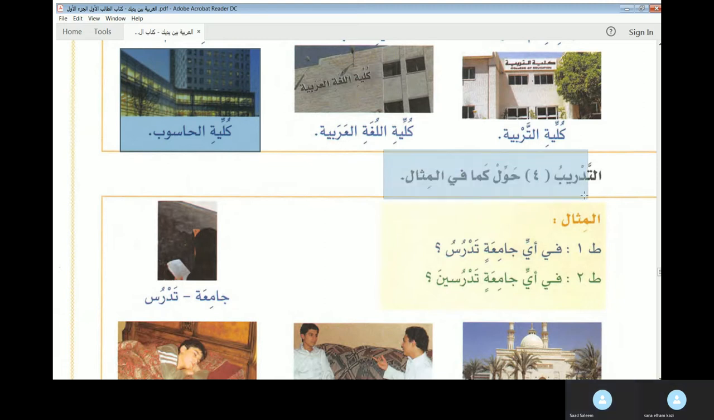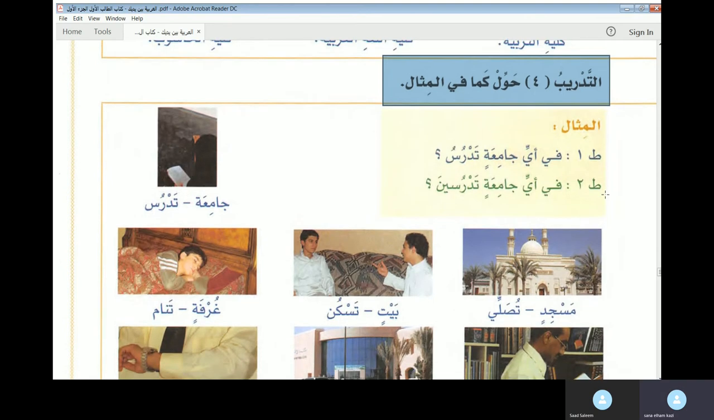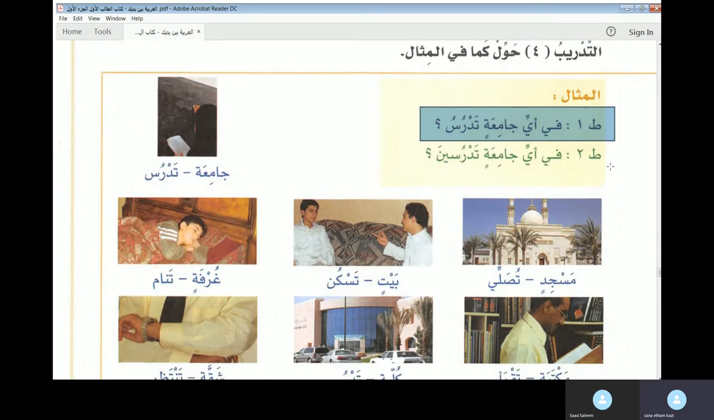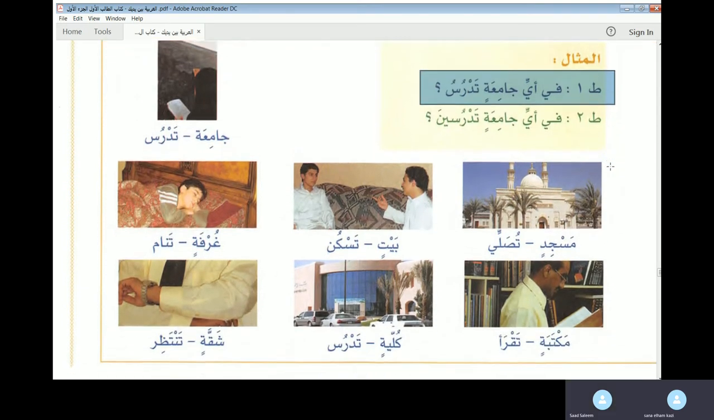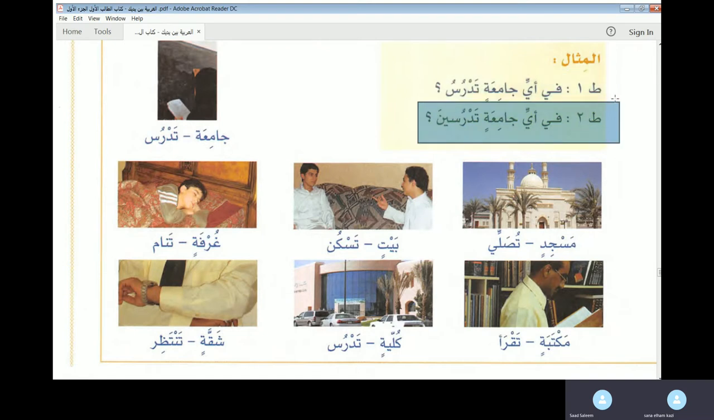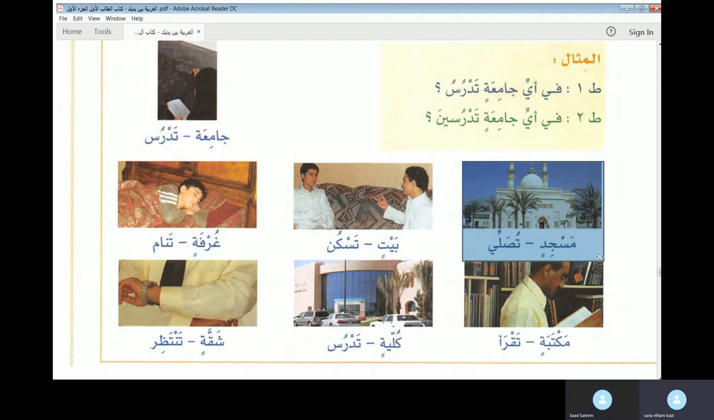The fourth exercise: change as in the example. First student: In which university do you study? Second student, female: In which university do you study? In which mosque do you pray? In which mosque do you pray, for a female?